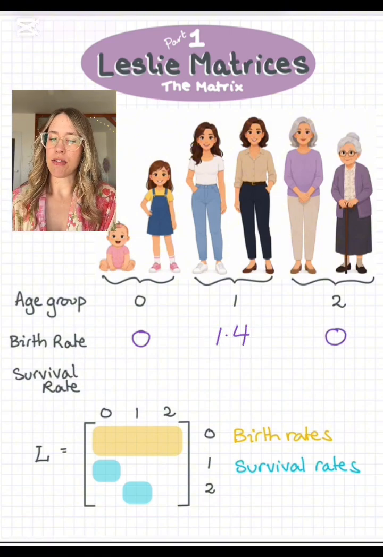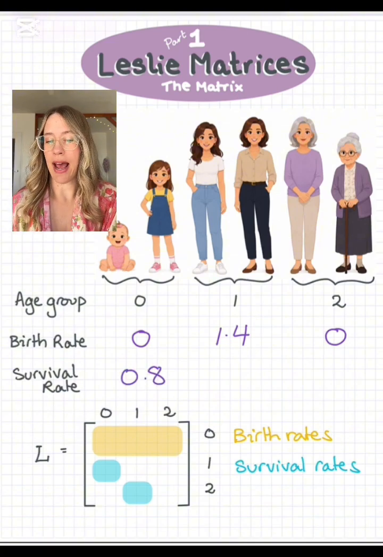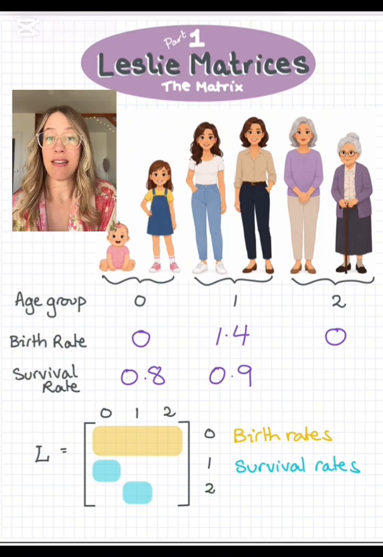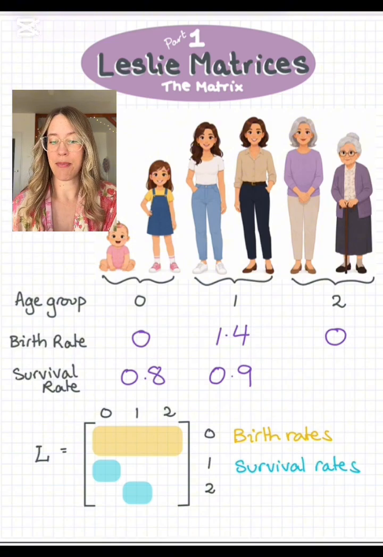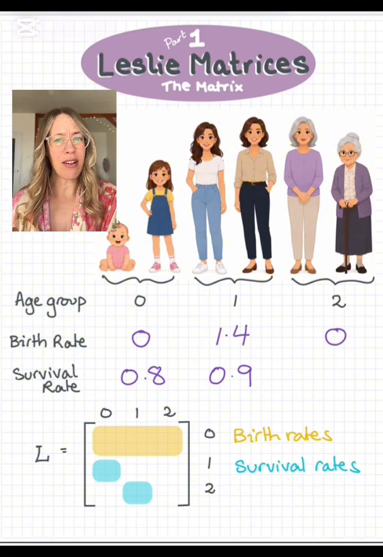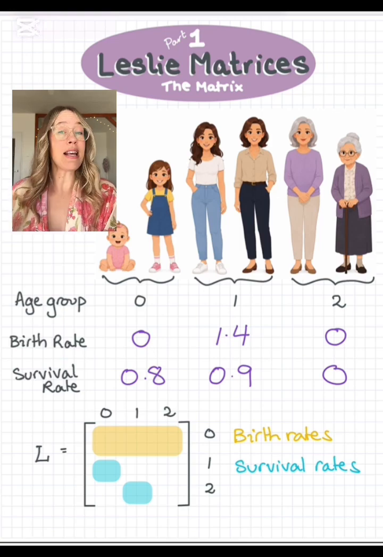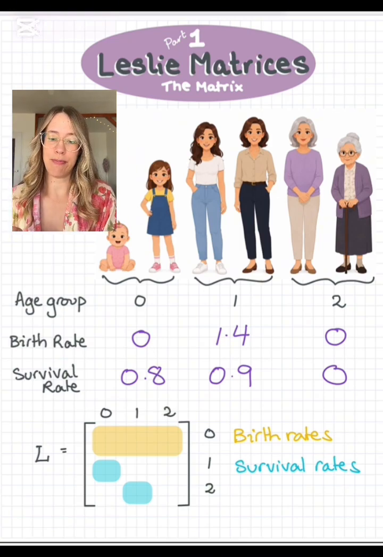Let's look at the survival rate. It's not usually 100% for humans, it's pretty close. Let's just make it low at 0.8 for age group 0. The next age group, I'm just going to make a little bit different, 0.9. This means 90% of them continue on to the next age group. And the final age group always has 0 for the survival rate. There is no other age group to progress into, so it's 0.